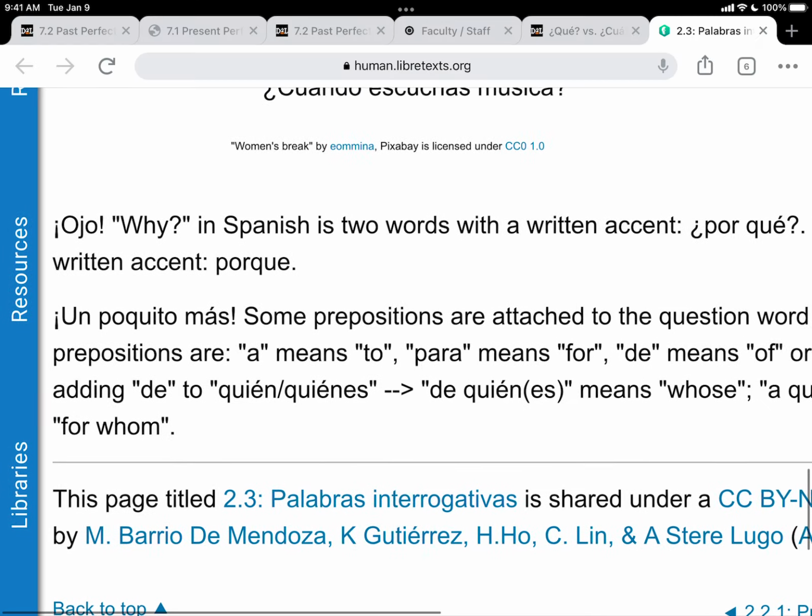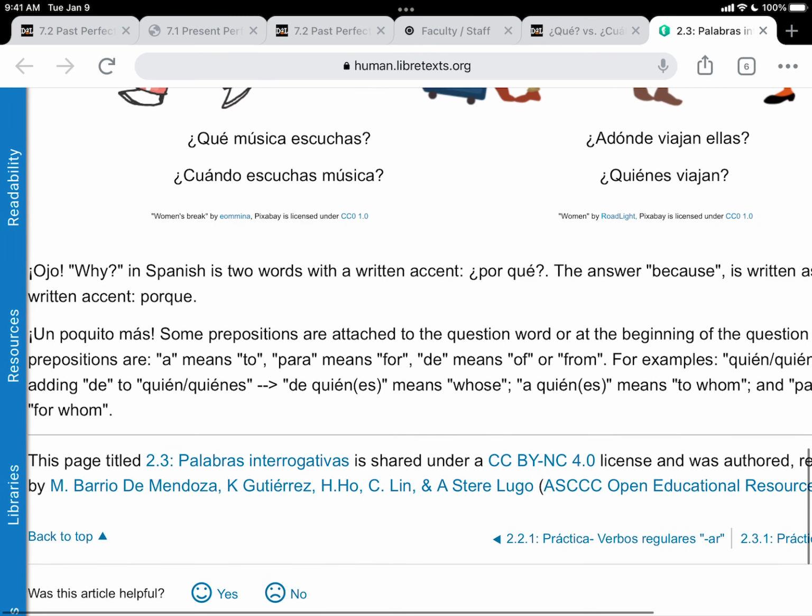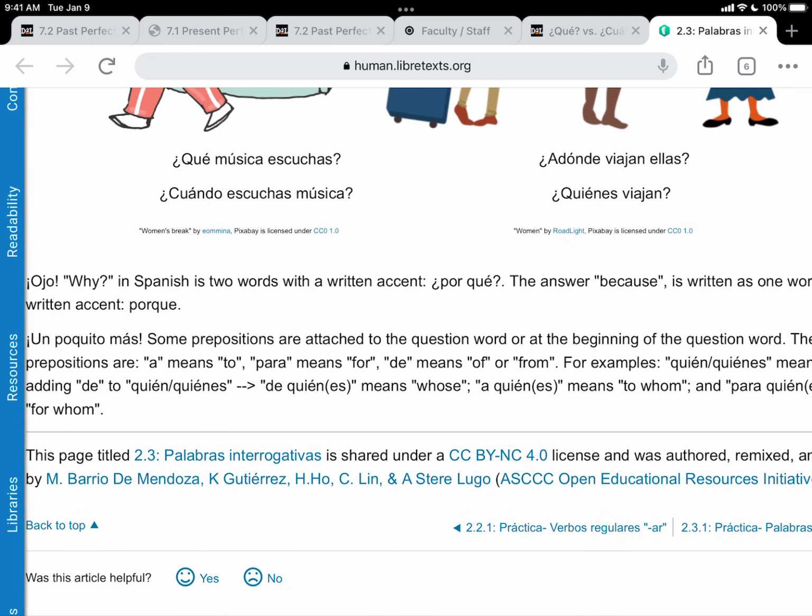And we already went over this. It says some prepositions are attached to the question words at the beginning, like a means to, para means for, de, and so that is just right now here in our lesson to explain that a little bit more since I didn't write it. Okay, and that is a summary of the question words.